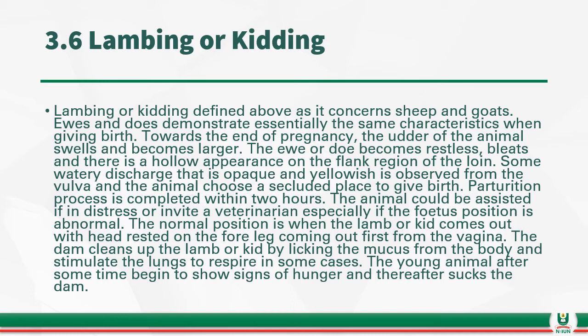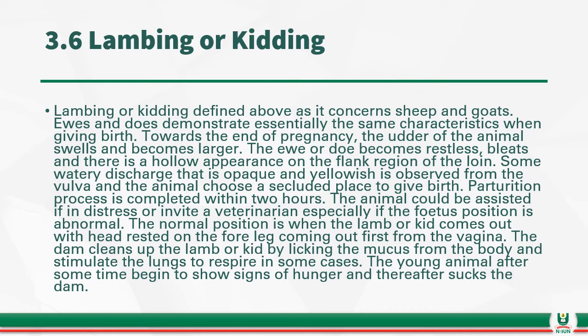Towards the end of pregnancy, the udder of the animal swells and becomes larger. The ewe or doe becomes restless, and there is a hollow appearance on the flank region of the loin. Some watery discharge that is opaque and yellowish is observed from the vulva, and the animal chooses a secluded place to give birth. The parturition process is completed within 2 hours. You can now say lambing or kidding is completed within 2 hours.